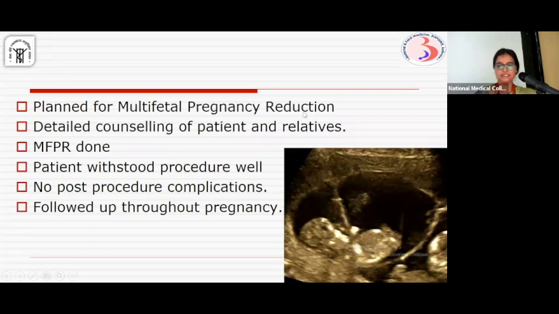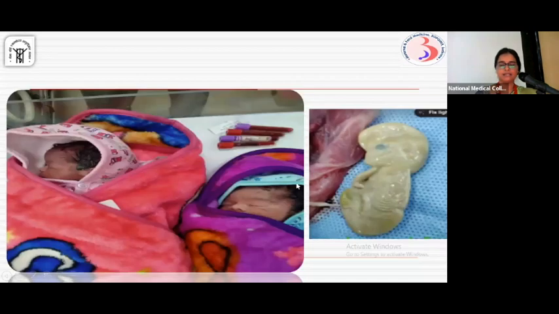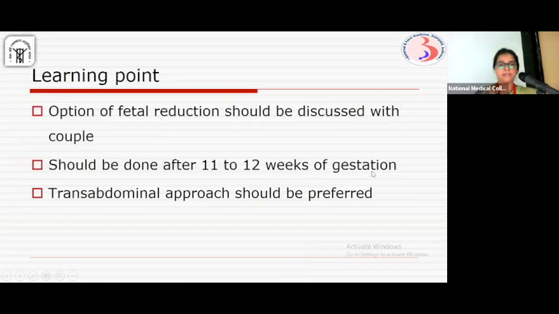This is the slide showing the procedure, with the needle inside the fetal heart, and KCL was given and cardiac activity stopped. The patient was followed throughout the pregnancy and she delivered two healthy babies. And this is the picture of the reduced fetus. What we learned from this case: the option of fetal reduction should be discussed with the couple, should be done after 11 to 12 weeks of gestation. Transabdominal approach should be preferred.